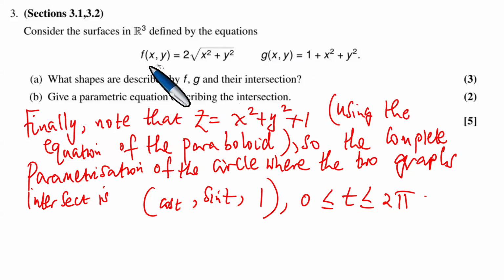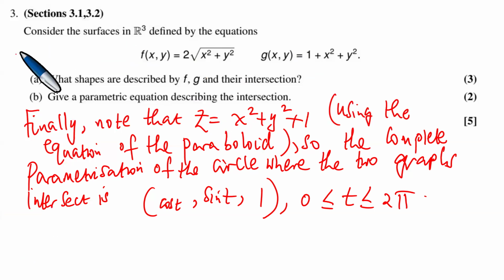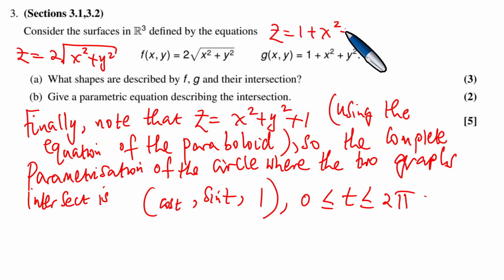So in the end, right now we have f equals this. I was saying that z is 2 times the square root of x squared plus y squared. And here, z is 1 plus x squared plus y squared. Finally, we note that z equals 1 plus x squared plus y squared, but you can also write it as x squared plus y squared plus 1 using the equation of the paraboloid. So the complete parametrization of the circle where the two graphs intersect is this.